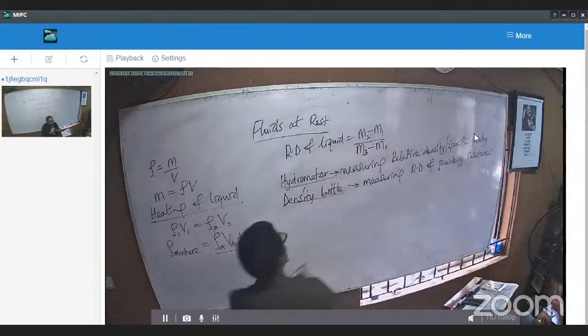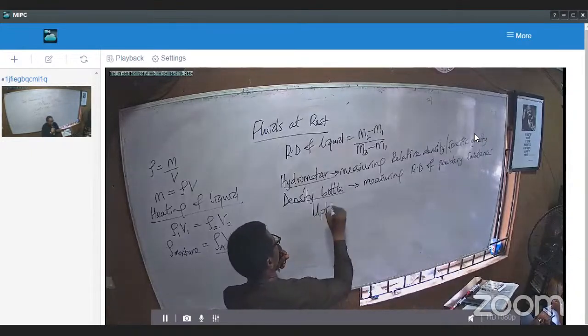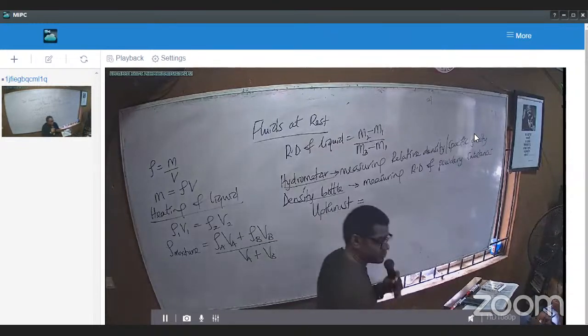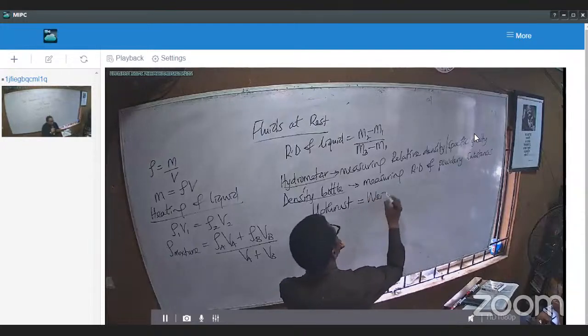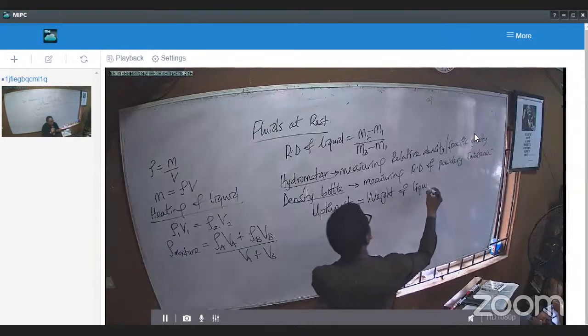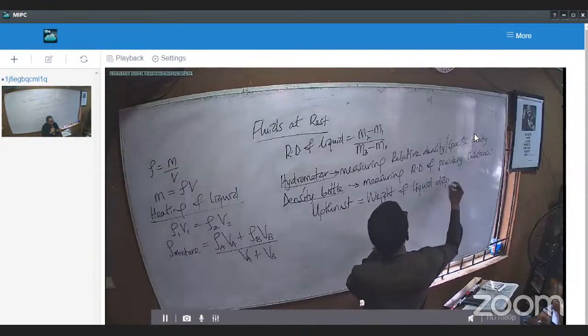The summary of Archimedes' principle is what? Upthrust is weight loss. When a body is partially or wholly immersed in a liquid, it experiences an upthrust, which is equal to the weight of liquid displaced. So upthrust is weight of liquid displaced. That's Archimedes' principle.